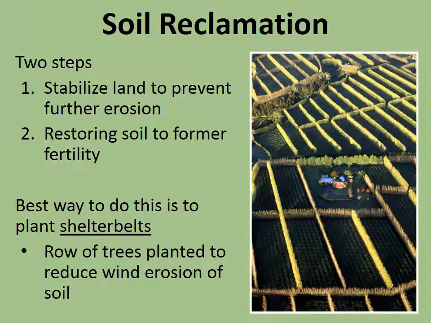Last but not least, we have soil reclamation. So there are a couple different steps. You want to stabilize the land to prevent further erosion, and then you want to restore the soil to its former fertility. The best way to do this is to plant shelter belts, and this is what happened in the Dust Bowl. What they did was they planted an insane amount of trees to basically cease the erosion. There was all of this wind blowing through, so they planted trees, and the trees acted as a windbreak. And then they could start rehabilitating their fields and adding nutrients into their fields.